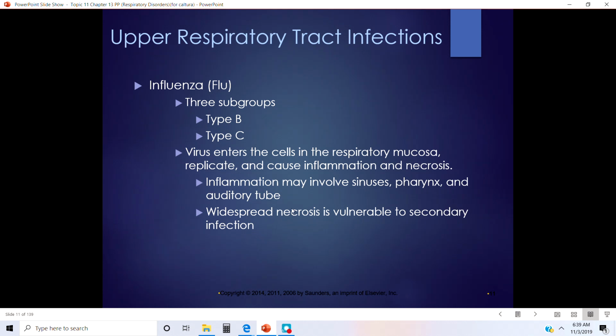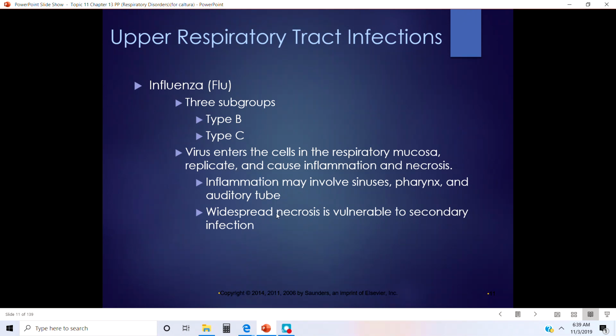So how does the virus enter your body? Basically, it comes through the respiratory system. It's going to enter the cells in the respiratory mucosa, again, the lining of our respiratory system. Then it's going to replicate and cause inflammation, and again, kind of like the cold, also cause necrosis. So the inflammation may even spread from the throat area and the nasal cavity into the sinuses, the pharynx, and then even into the auditory tube, making its way into the ear.